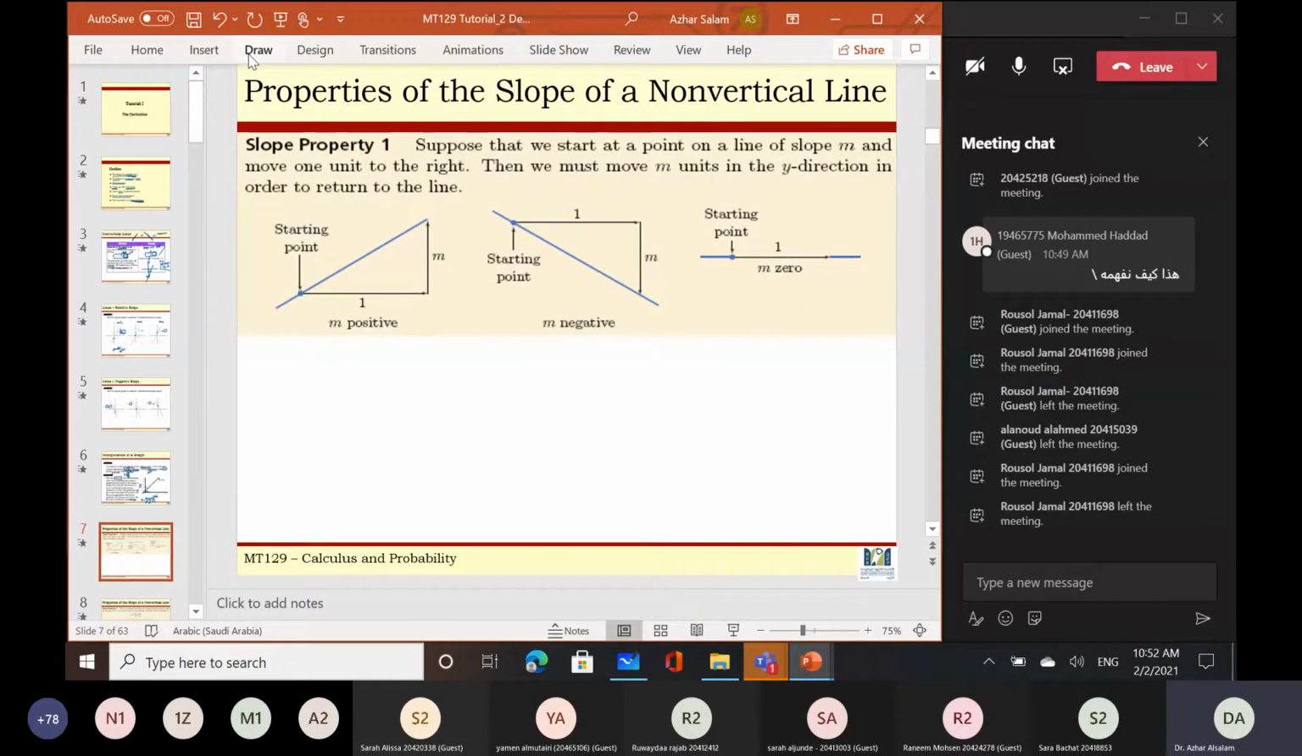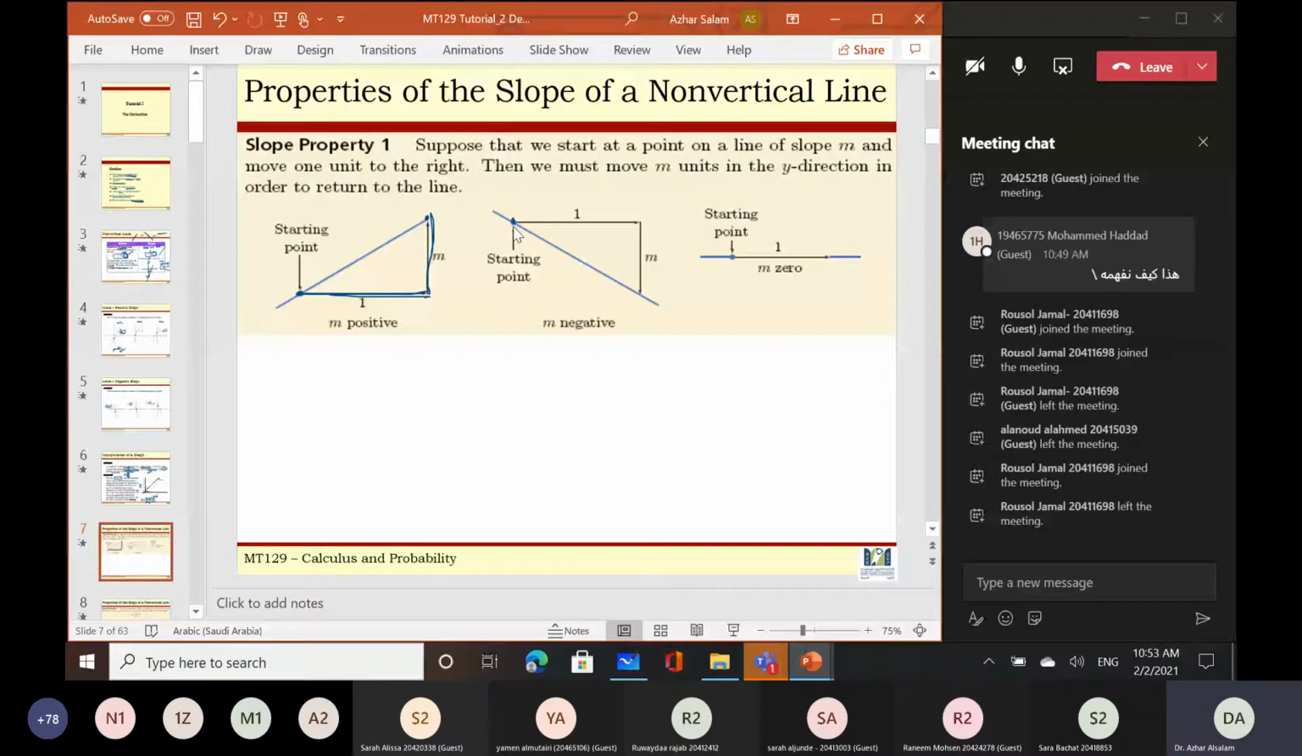The first property, الخاصية الأولى: suppose that we start at a point. We start at this point on the line, and I have here the x-axis horizontal and the y-axis vertical. If I move 1 unit to the right along the x-axis, I have to move m units to the top. أي وحدة أتحركها من اليمين أو من اليسار، وحدة واحدة، أتحرك m unit للأعلى أو للأسفل، طبعا حسب تزايد أو تناقص الخط. Okay, this is the first property.